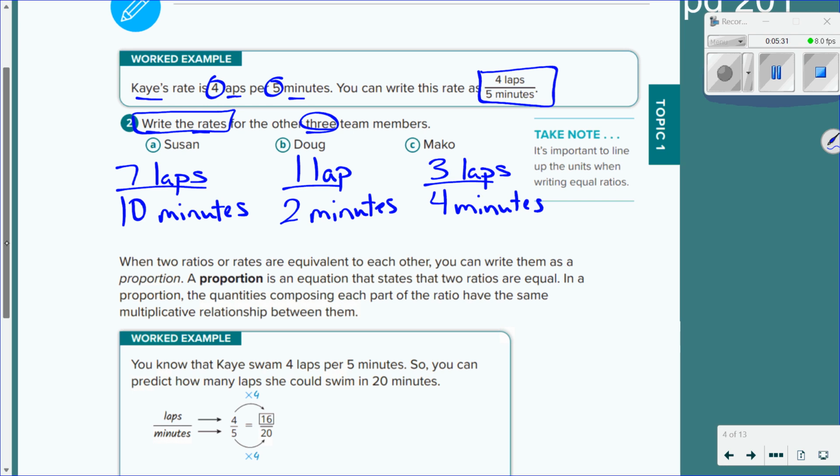Here's another key concept. You need to line up the units when you're writing out your ratios. Keeping your units in the same portion of your fraction is critical. Whatever's in the numerator on one needs to be in the numerator of the other. Whatever's in the denominator of one needs to be in the denominator of the other. Don't switch up your units. It's part of the reason we write them down, to make sure that we're getting all the numbers into the correct spots.